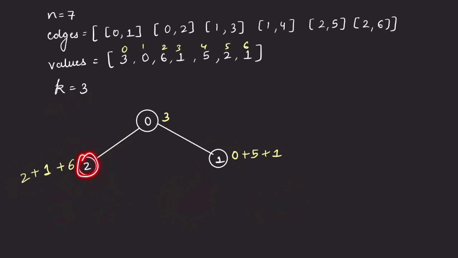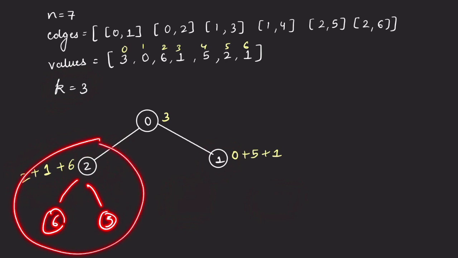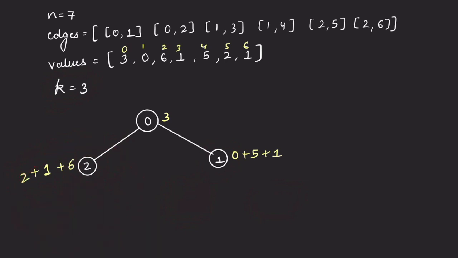So here, its value is 2 plus 1, 3, and 3 plus 6, 9, which is divisible by k. So that means this is a valid component, and the valid component was node 2 with node 6 and node 5. Whenever my value is divisible by k, I'll say this is a valid component and I will increase my count by 1. And since this is a valid component, this edge will be removed. So I can remove this.